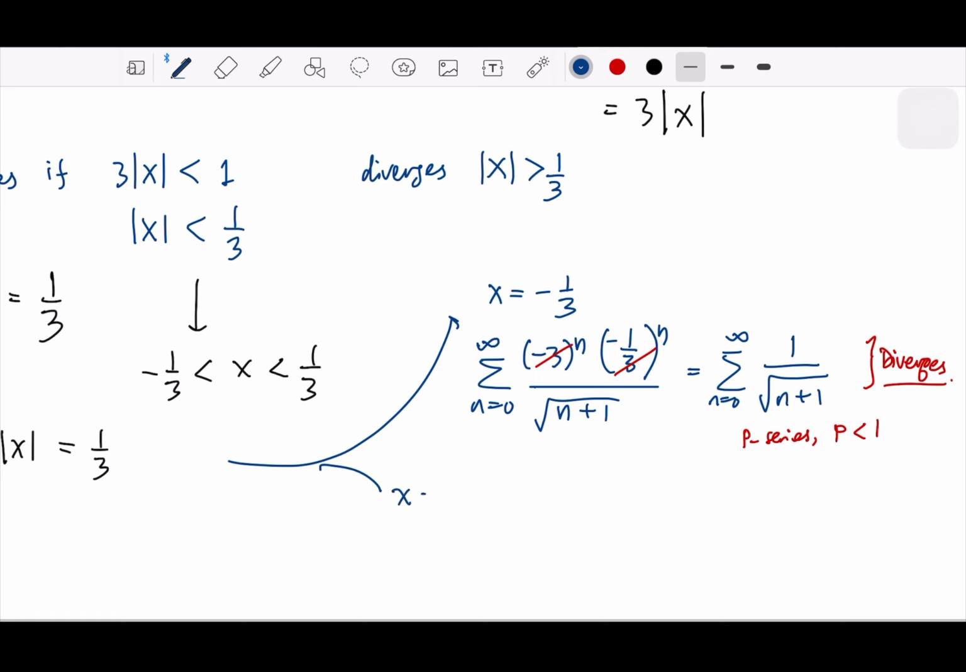And then we have x equal 1/3. We will have -1 with power of n, and divide by square root of n plus 1. And we know that because it has -1 with power of n, and the series seems to be getting smaller for the value, and the limit itself is equal 0. So it will be converged by alternating series. Okay, converged by alternating series.